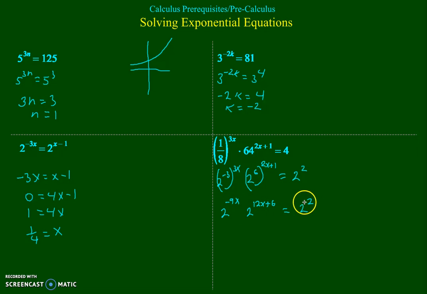So we have the base is the same for all these terms. Now we have to combine this. So we have two exponentials with a common base. We're multiplying, so we add. And so that gives us 2 to the... 12 minus 9 is 3.